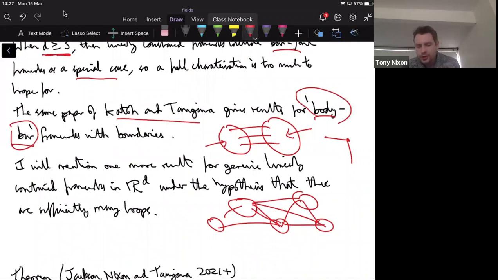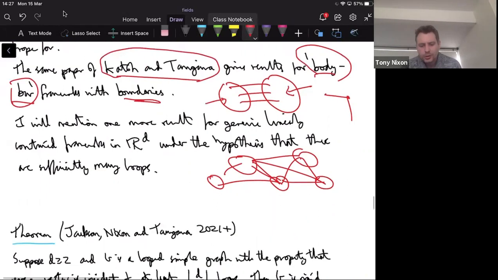And if you add linear constraints or boundary constraints to these things, then Kato and Tanigawa can give a nice characterization. Okay, so I want to next mention one more result for linearly constrained frameworks in D dimensions. As I say, we can't solve the D-dimensional rigidity problem in general, so I need an extra hypothesis. And the hypothesis I want to add is that we have sufficiently many loops, in particular sufficiently many loops at every vertex of the graph. So each vertex is going to be constrained through these loops to move not in R^D, but in a sufficiently smaller dimensional affine subspace, and then we can do it.